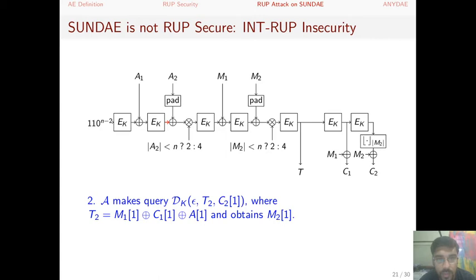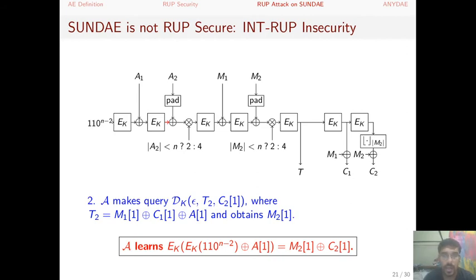Now the adversary makes another decryption query again with the empty associated data, with the tag T2 and arbitrary ciphertext block C21, where now T2 is set to the sum of the first message block and the ciphertext block, and the first associated data block A1, okay, and it obtains some message block M2, okay. Now again, using this query, the adversary learns the second output of the block cipher, which is nothing but EK of 110 to the n minus 2 plus A1, followed by another encryption layer, right? And this is nothing but M21 plus C21, I mean, the current ciphertext block and the message block.